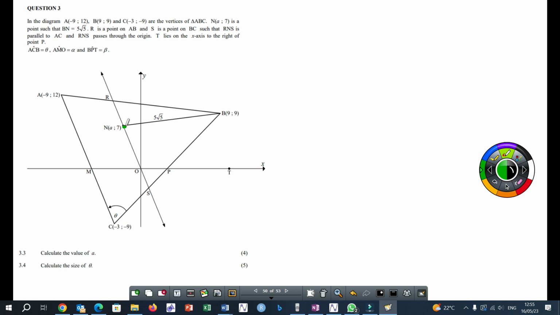Now to calculate the value of A, it's very easy because point R, point N, point O, which is the origin, and point S are collinear. So all I have to do is substitute the value of Y. I don't know why they gave 4 marks for this question because it's an easy question.